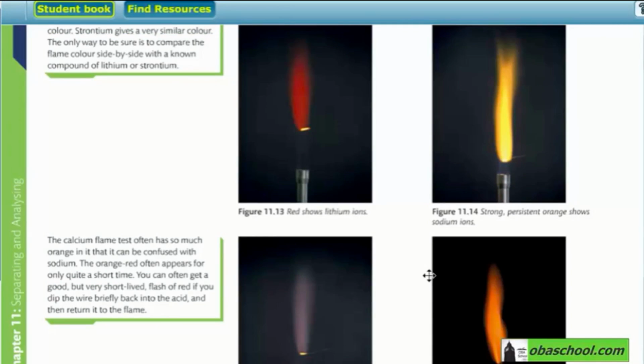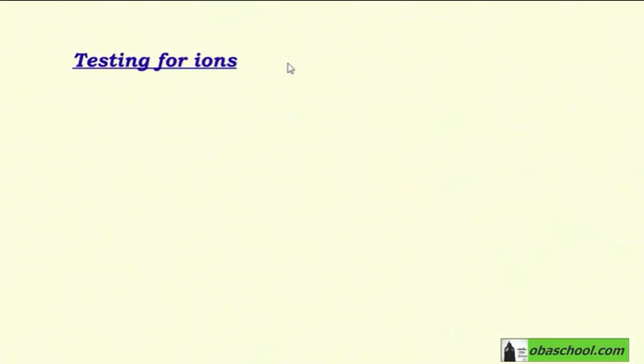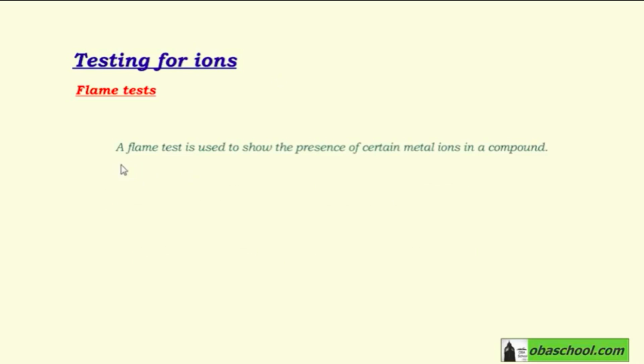So let's start testing for ions. We'll do several tests to differentiate between different ions. The first test is the flame test. A flame test is used to show the presence of certain metal ions in a compound. So in the first figure, right here, we have red, which shows lithium ions.